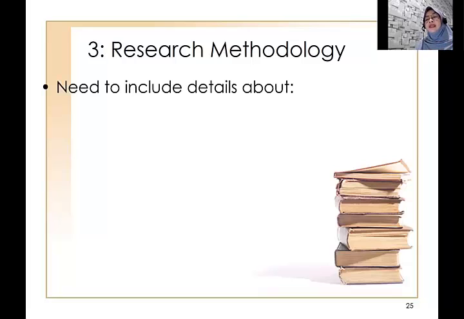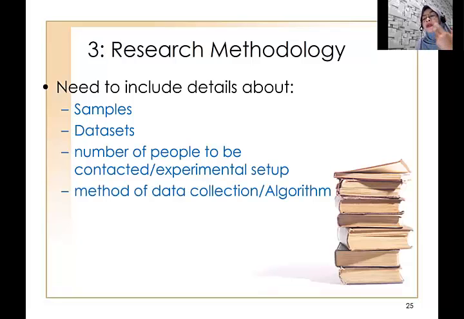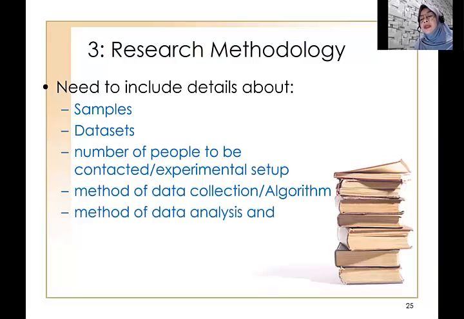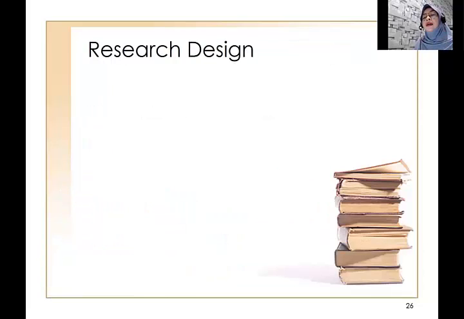You need to include details about samples, data set, number of people to be contacted or experimental setup, whichever is applicable to you, method of data collection, the algorithm. Maybe you can include the pseudocode of your algorithm, the method for data analysis, and ethical consideration if applicable. So this section should be quite detailed. If you apply for a research proposal grant, many funding organizations find that the most common reason for proposal failure is the lack of methodological detail.